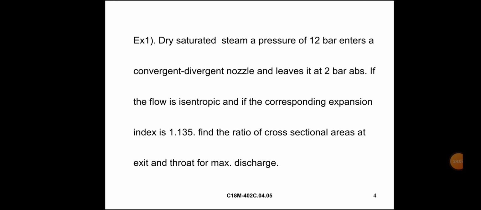Next problem we discuss, let us solve this. Dry saturated steam at a pressure of 12 bar enters a convergent divergent nozzle and leaves it at 2 bar absolute. If the flow is isentropic and the corresponding expansion index is 1.135, find the ratio of cross sectional area at exit and throat for maximum discharge.